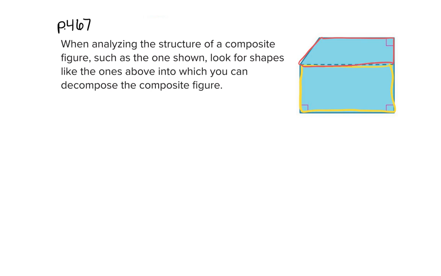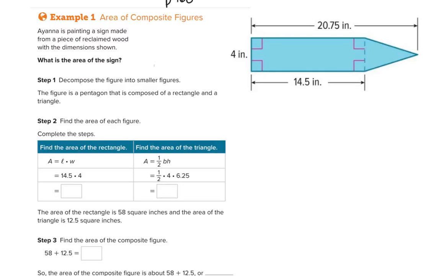So if I knew some of those dimensions, I could find the area of that composite figure by decomposing it into a trapezoid and a rectangle. All right, let's walk through our first example on page 468.